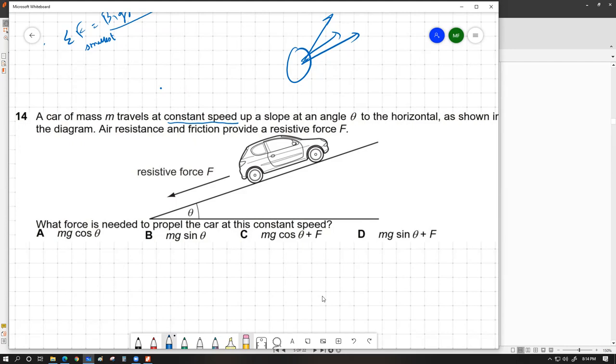The question already has given us one of the backward forces, which is F. The other part should come from the weight component, because the car is going up along an inclined plane. So how can we work around that? Now let me show you.